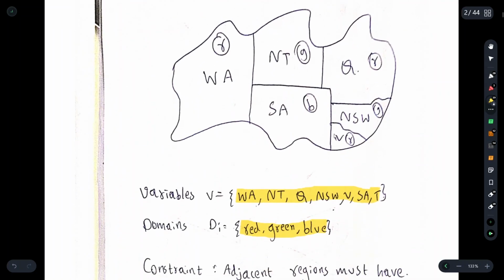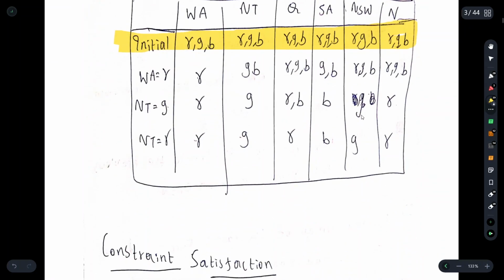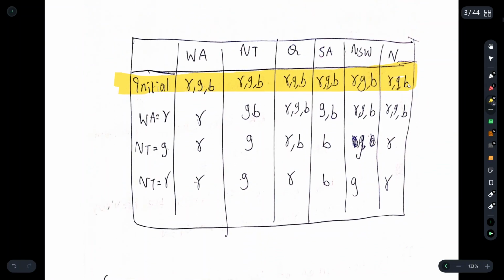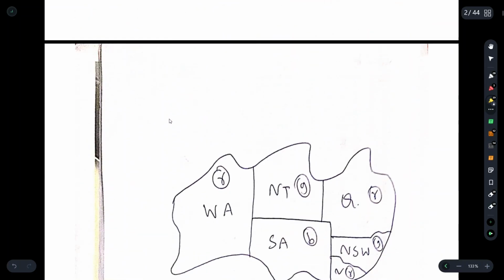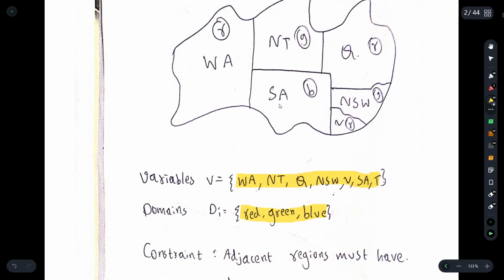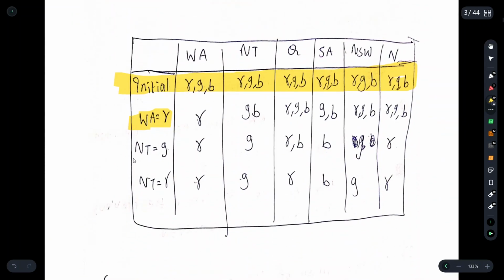And for Q again we can give red or green or blue, and for NSW also we can give red or green or blue. And for N also you can give red or green or blue. So WA is fixed. So now we will get into NT. So NT we are giving green. So if NT is given green, these two shouldn't be green compulsorily. So we will fix the NT as green.